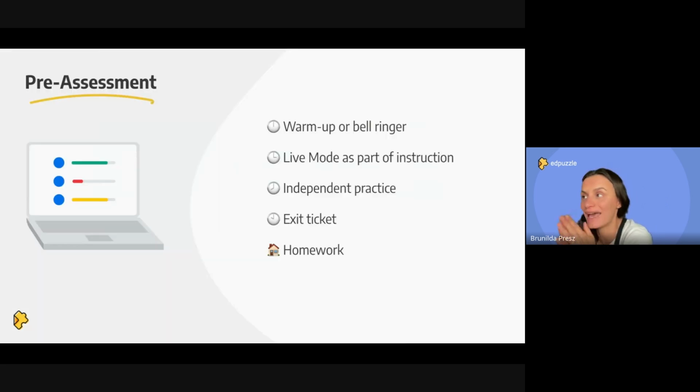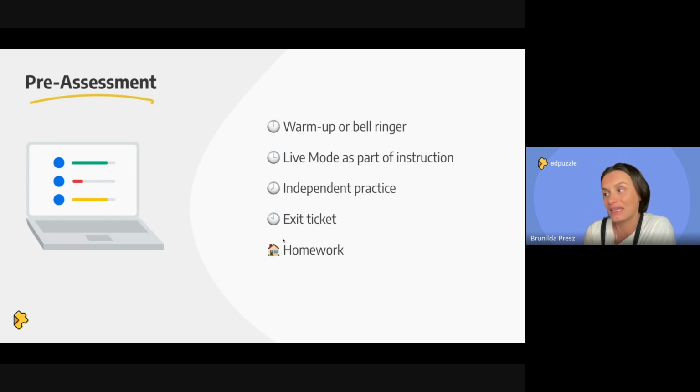How can you use Edpuzzle to, first of all, identify in that differentiation process where their skills are? We're utilizing that assessment. So you can either utilize a warm-up or a bell ringer, live mode as part of your instructions. You can do an independent practice, exit tickets, or a homework. I'm hesitant with homework to use it as a pre-assessment. And the reason why is because we don't know if it's the students answering or they are getting support.